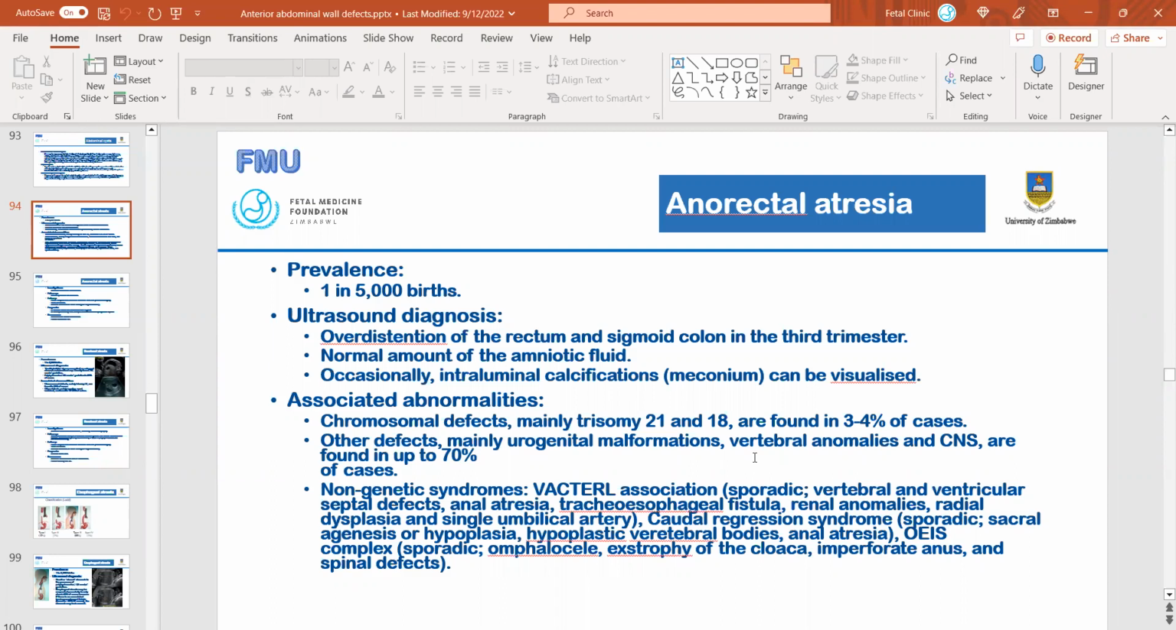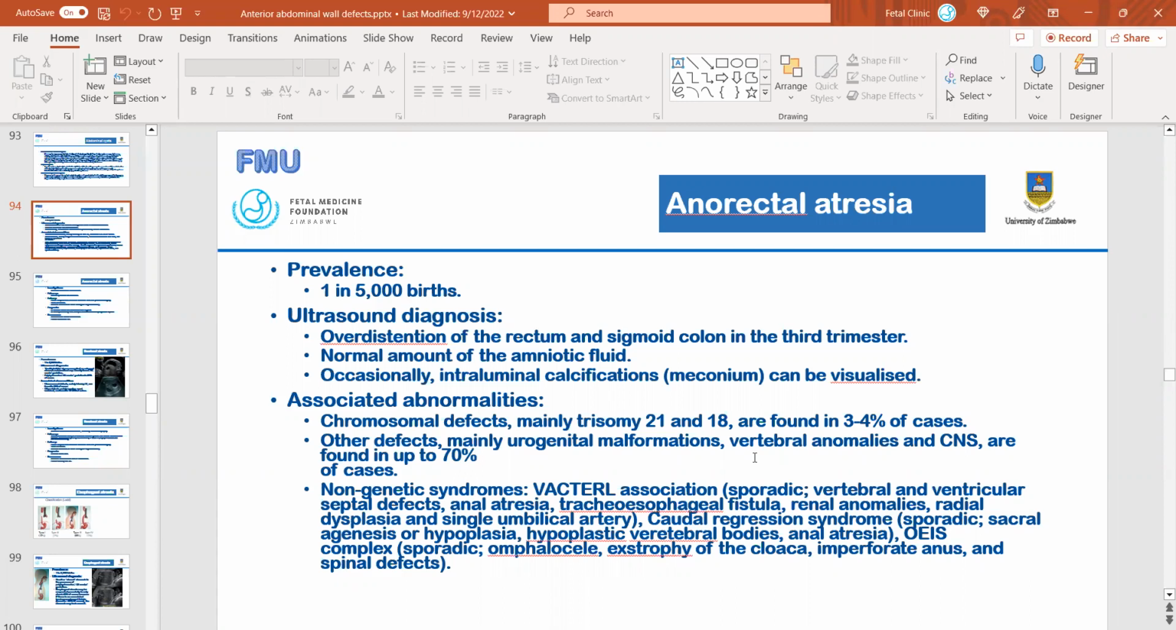How do you suspect caudal regression syndrome? You look at the spine. This is why it is important to examine the spine both in sagittal and also in coronal plane. This will allow you to assess the ossification of the bones. Because you are going to lose that ossification, you are going to lose the classical rail pattern that we see, because it will be more hypoechoic.